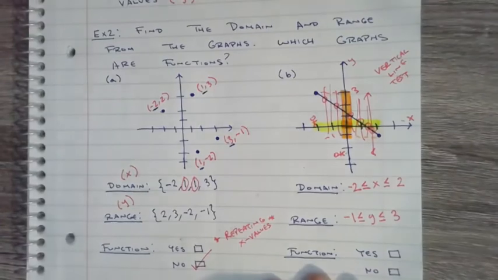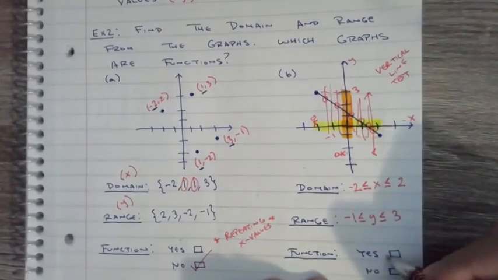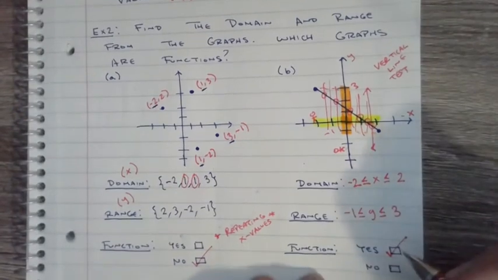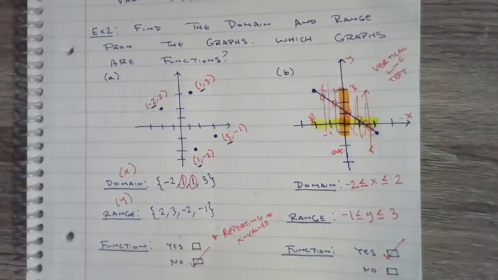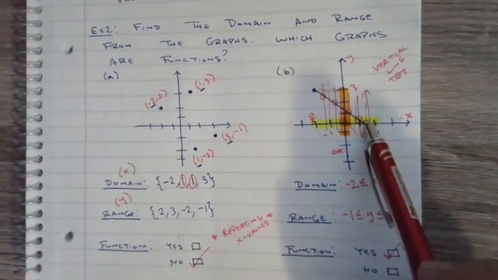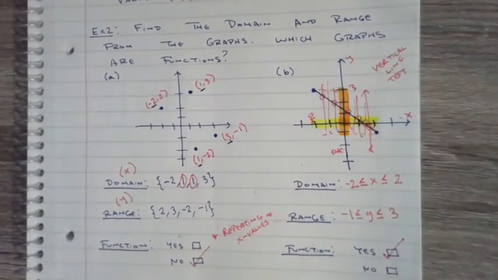And since it only crosses once, that means that it is in fact a function because of the vertical line test. Okay, remember, if it crosses twice, it's not a function anymore. But remember, it crossed once, and that means it is a function.